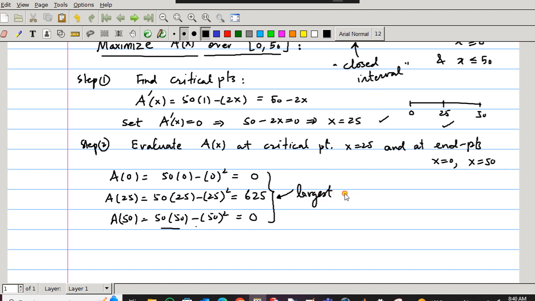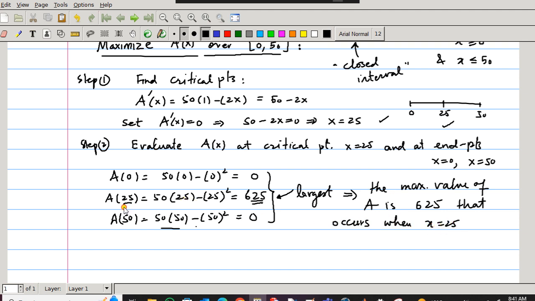So if this is the largest, this means that my area A is maximum, or I can say that the maximum value of A is 625. This is my maximum area, right? And if you want to find the dimensions as well, that occurs when x is 25, right? When x is 25, it gives me 625. So this should be my dimension.